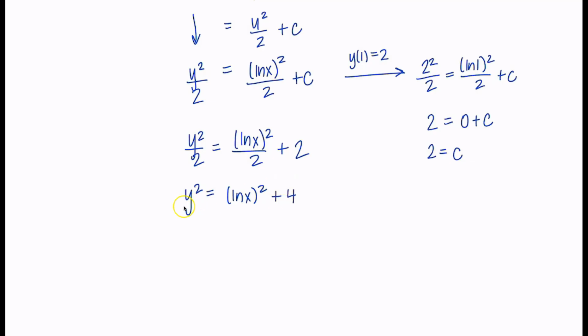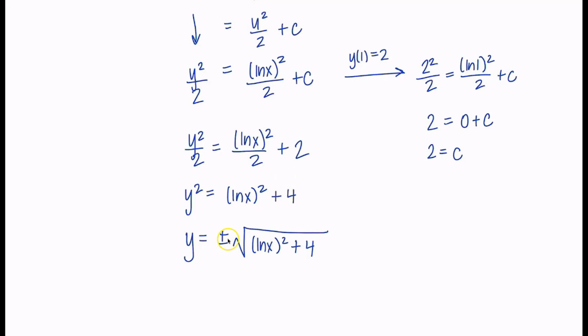And then I'm going to go ahead and take the square root of both sides. So I have y equals, and technically what's going to come out is plus or minus, but we'll talk about that in a second. So plus or minus the square root of the quantity natural log of x, still needs to be in parentheses, squared, plus 4.